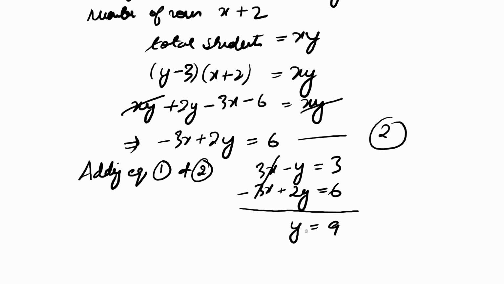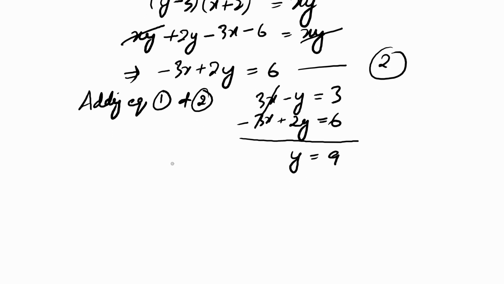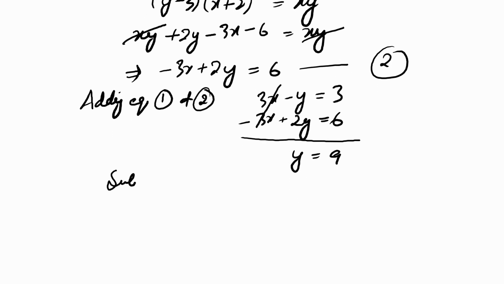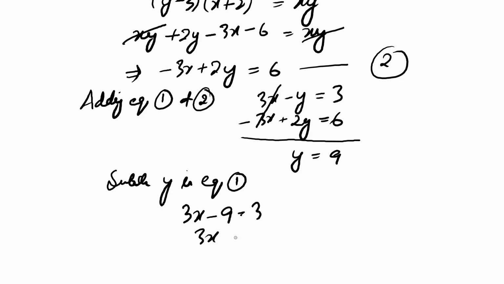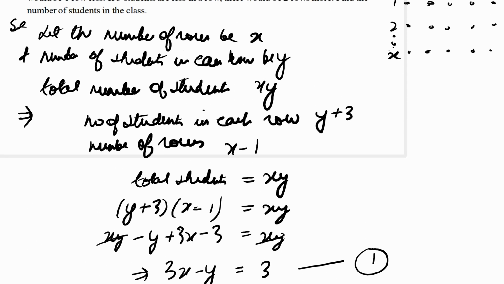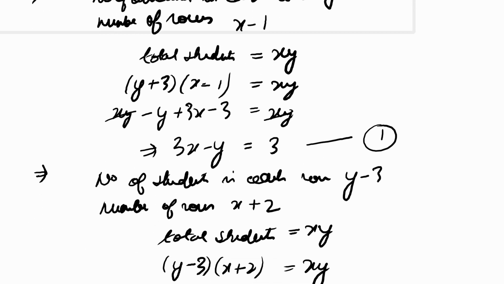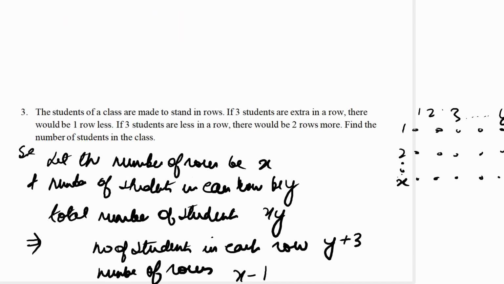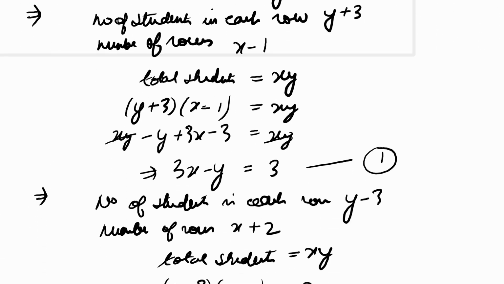We will substitute this in equation 1. Substituting y in equation 1, it will become 3x minus 9 is equal to 3, that is 3x is equal to 12, that is x is equal to 4. Now what was x and what was y? Let's have a look. x was the number of rows and y was the number of students in each row. And what was asked? Find the number of students in the class.